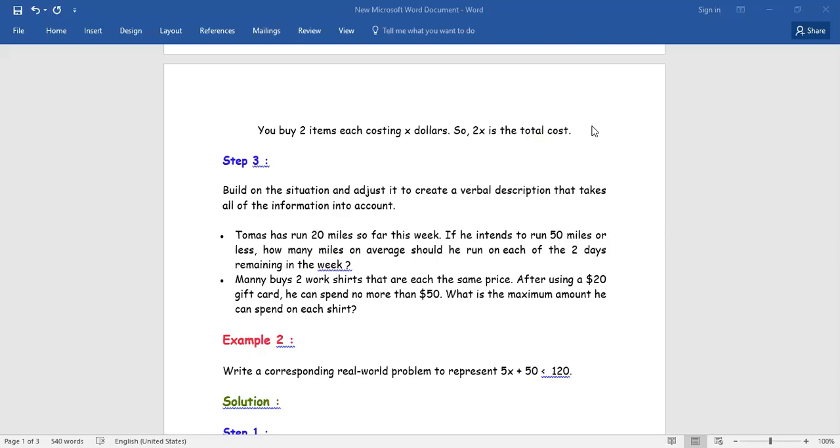Manny buys two work shirts that are each the same price. After using a $20 gift card... You are reading. I said, tell me your own story. Make your own story, and if we try to write it in a mathematical way, it will be 2x plus 20 less than or equal to 50.